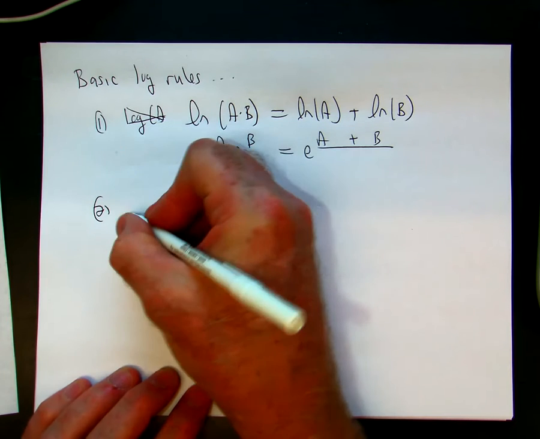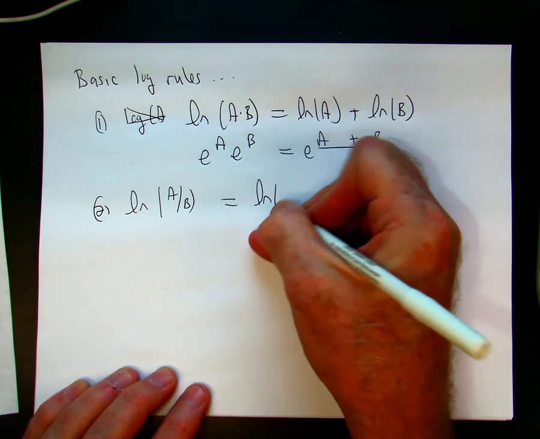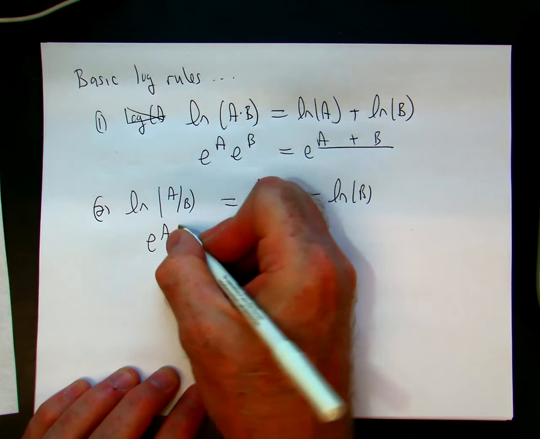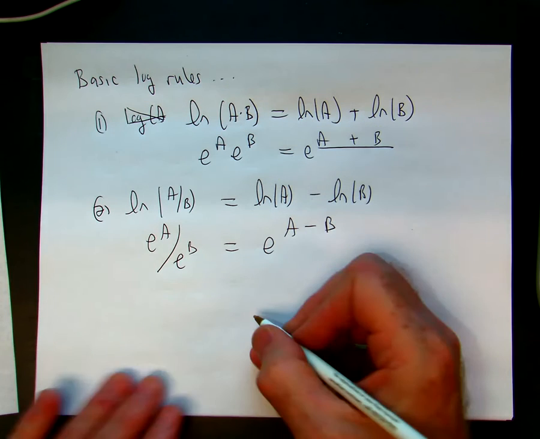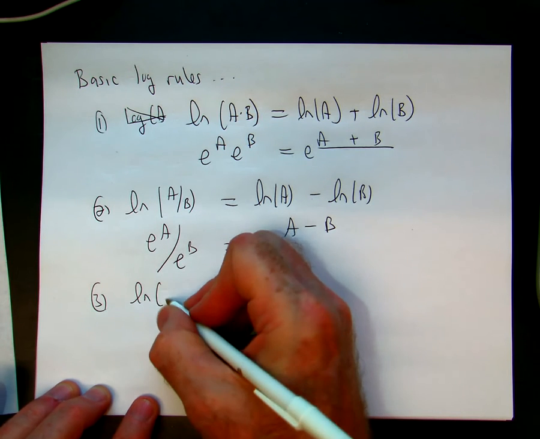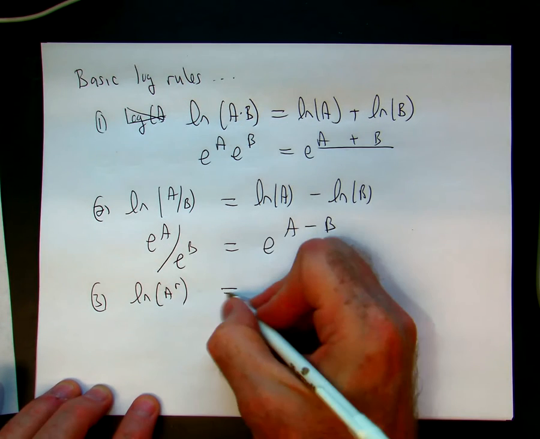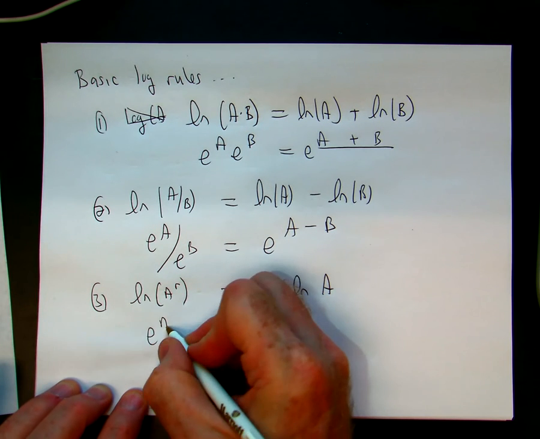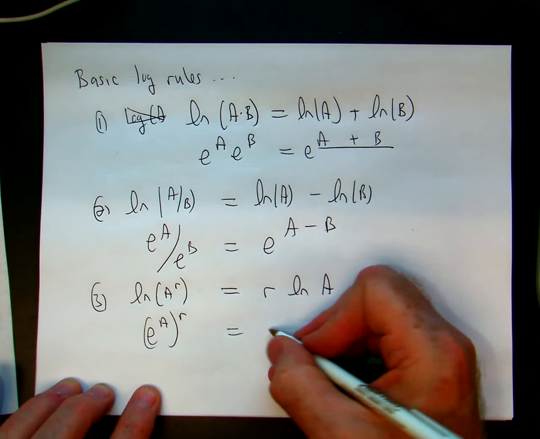So we have the same or similar rule for division, except this time we subtract. And what this is saying is that if you write e to the a over e to the b, well, that's the same as e to the a minus b. And there's several other rules. This is another important one. Natural log of a to the r is equal to r natural log of a. And this is really a restatement of this rule: a power to a power, you multiply the exponents.